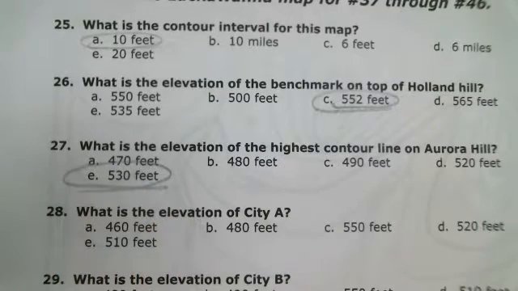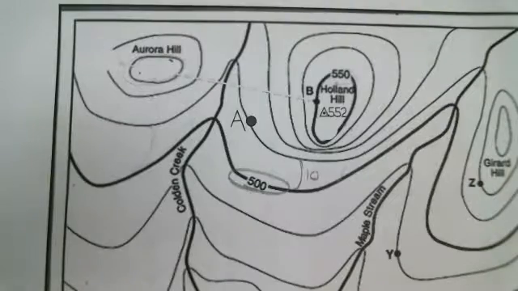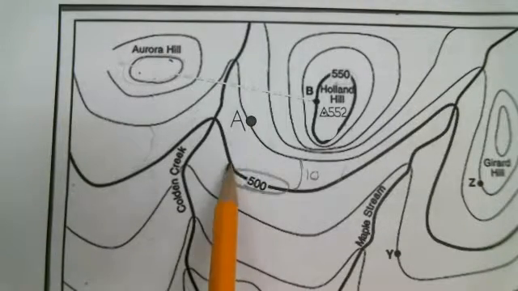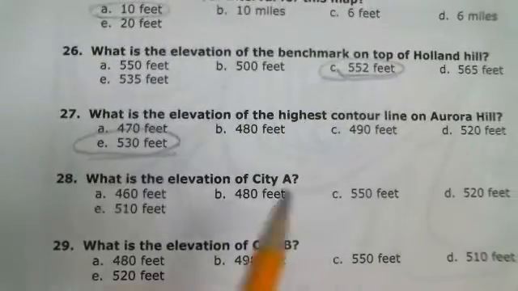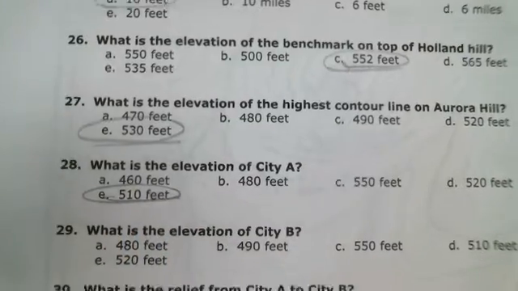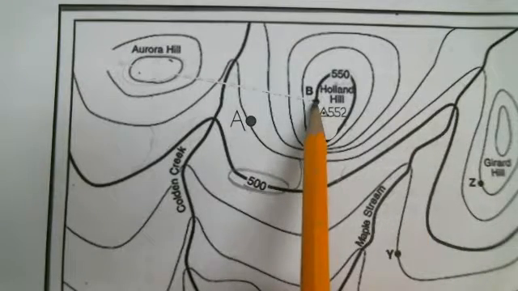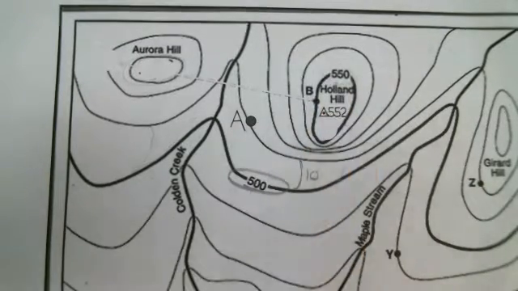Number 28, what's the elevation of City A? Here's the A. It is 1 step above the 500 line, so that means it's going to be at 510. What's the elevation of City B? City B is right here, and it is on the line that's labeled 550. Option C. What is the relief from A to B? That's going to be the difference between the two elevations. So you just subtract 550 minus 510, gets us 40.